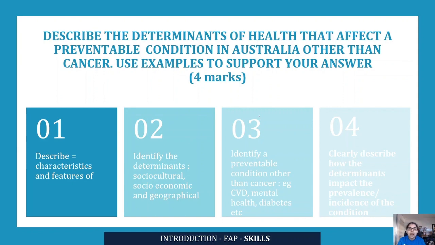You can use the others that are listed in the syllabus. Some include CVD, mental health, diabetes, injuries, and other ones. You can use any of those. And then clearly describe how the determinants impact the prevalence and incidence of the condition. This is where we need to link the determinants to the prevalence and incidence of the condition you have chosen. And it's 4 marks.